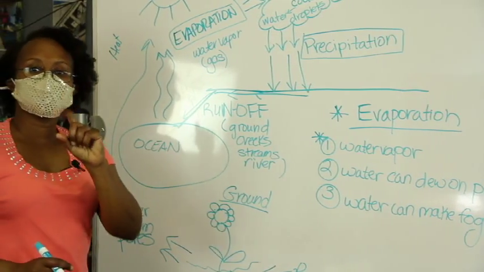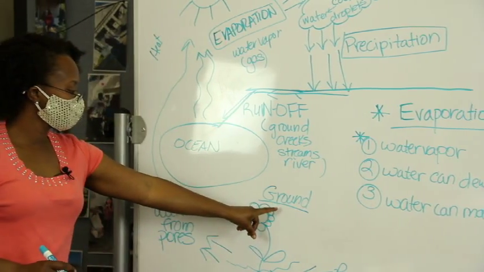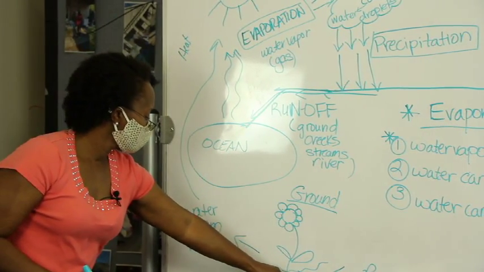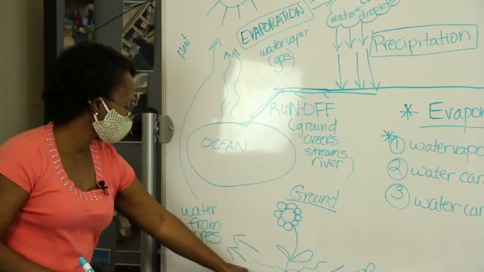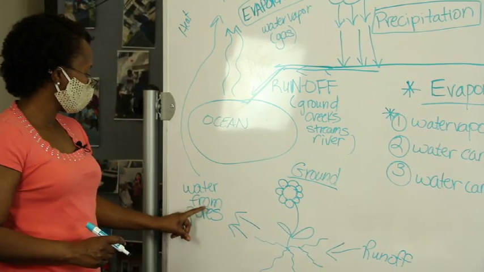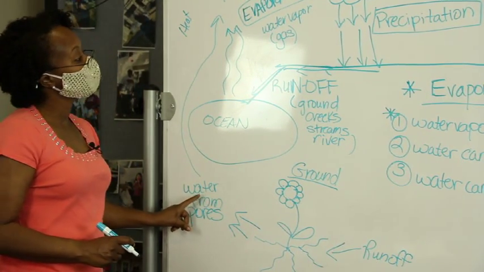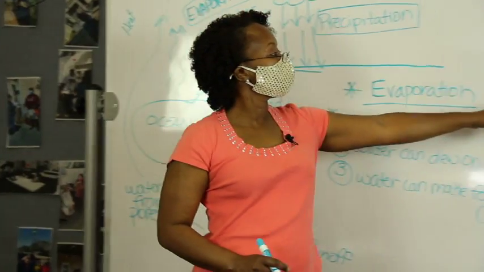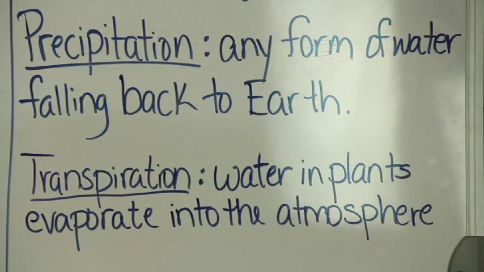Now, the one thing that I didn't mention when we talked about the ground and the flowers that actually have the water go into the roots and then through the pores of the plant, this is called transpiration. So that's what you would call that. So I'll put it right down here. Okay.